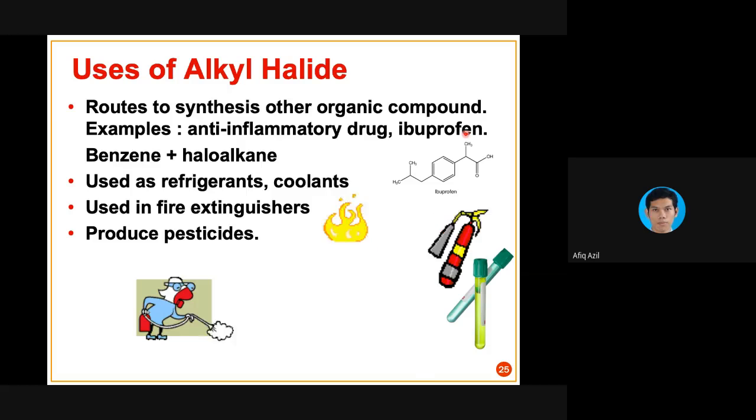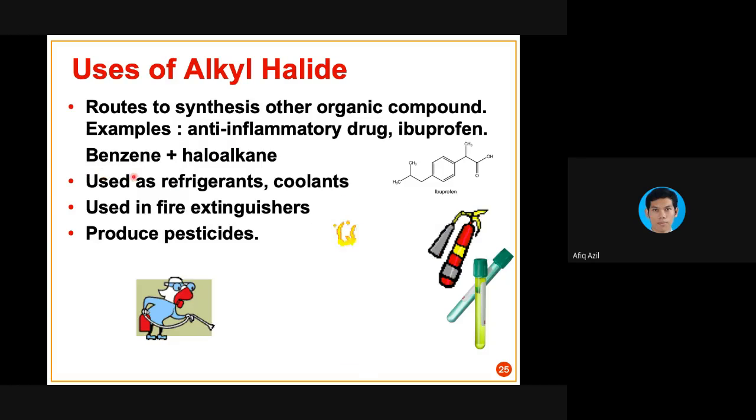Okay, the uses of alkyl halide. What are the functions of alkyl halide? In which form can it be used? One is it is the route to synthesize other organic compounds. So it is very important, in which you can use it to synthesize other compounds. Example, like anti-inflammatory drug, which is ibuprofen. So this can be synthesized by using alkyl halide as starting material to obtain these structures. Like over here, benzene, the starting material here in the middle, benzene, with other haloalkane.